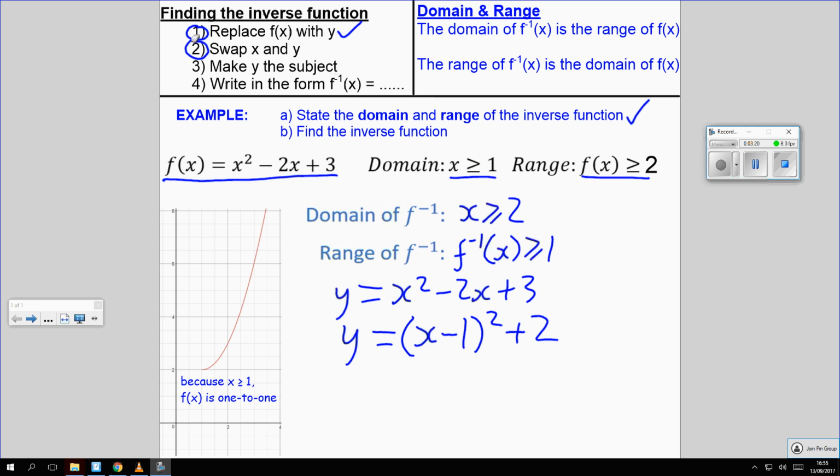Now we proceed to step 2, swap x and y. So we can just do that. So x equals brackets y take 1 squared plus 2. And that's that done. Now step 3, we want to do whatever algebra is necessary to make y the subject.